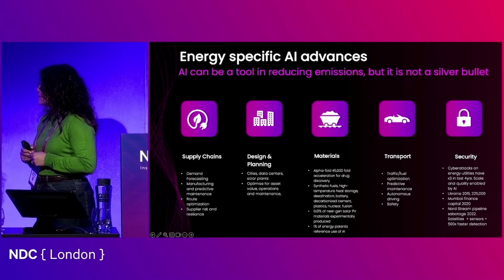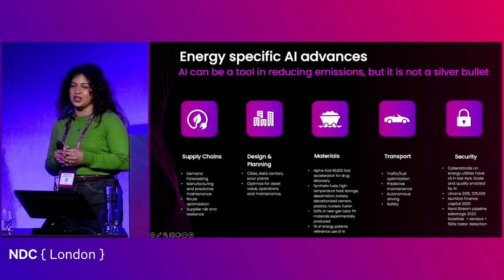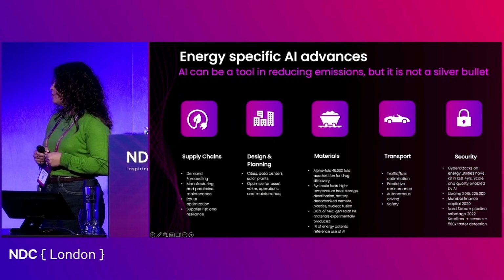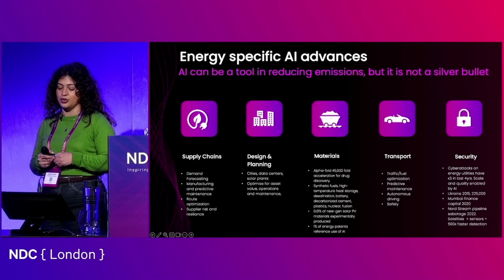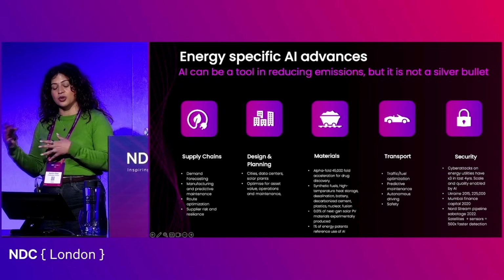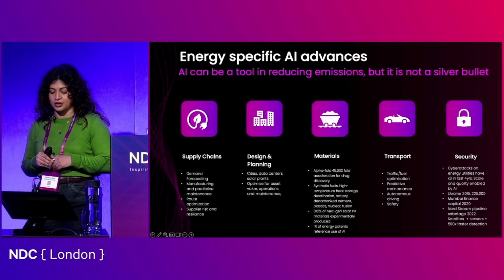Transport. So obviously we've probably seen a lot of the EV technology that's evolved over the last few years, but beyond optimization of fuel and predictive maintenance, we're also using AI to test autonomous vehicles. Obviously, the risk profile is quite high, so we want to make sure that it has a human in the loop.